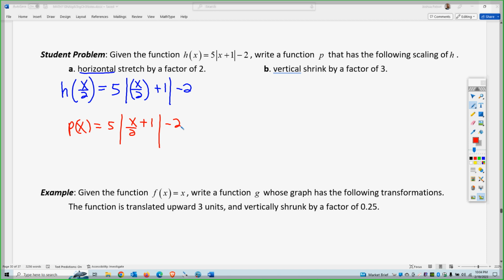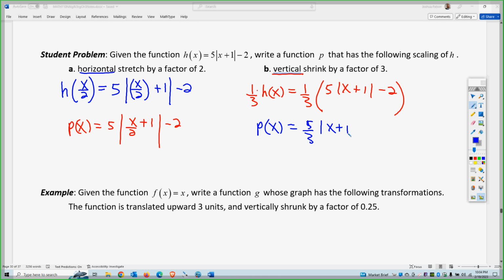So if I'm going to vertically shrink by a factor of 3, you do 1/3 of h of x, right? Since it's vertical, it's on the outside. So I'm going to do 1/3 times the 5x plus 1 minus 2, right? The whole thing. So my new function p of x is 5/3 x plus 1 minus 2/3.